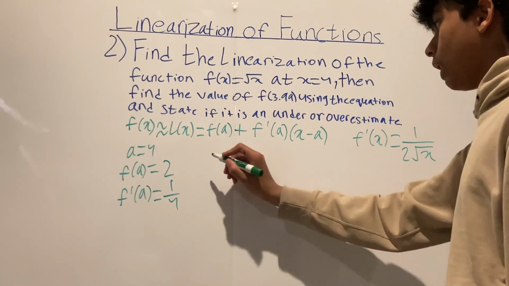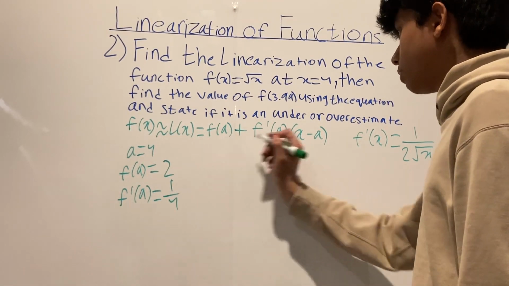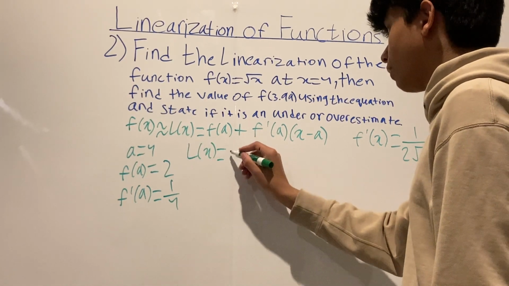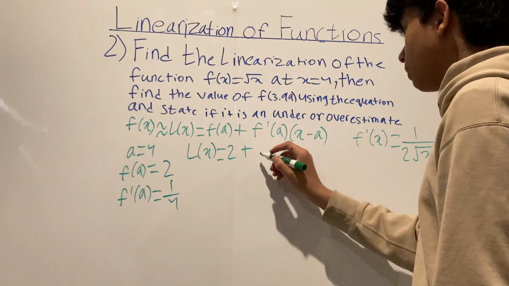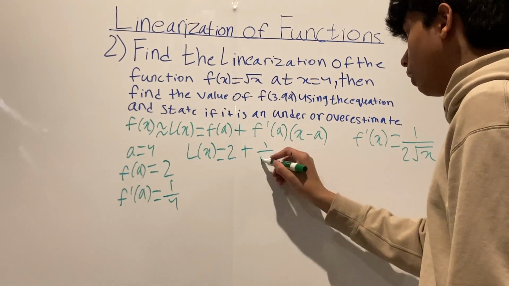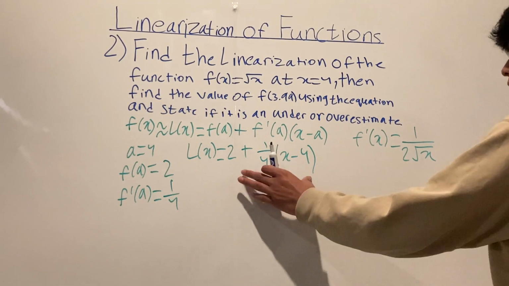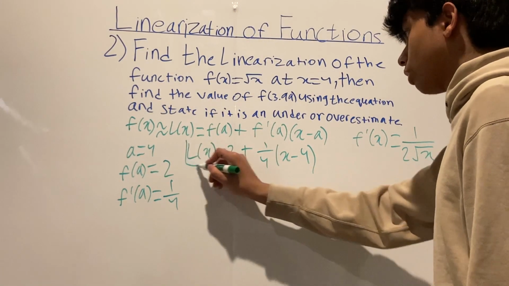So now let's find L of x. We already have it. Let's just plug it into the components. L of x equals 2 plus f prime of a, which is 1 over 4, times x minus 4. So this is our tangent line. So let's circle that.